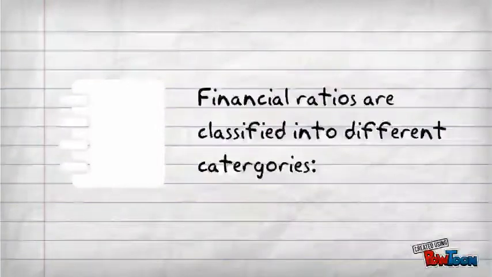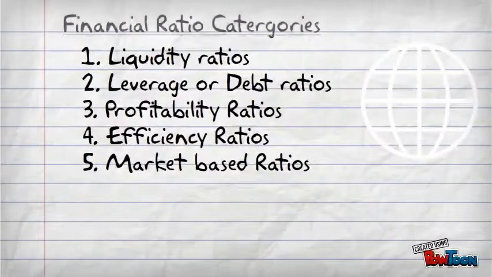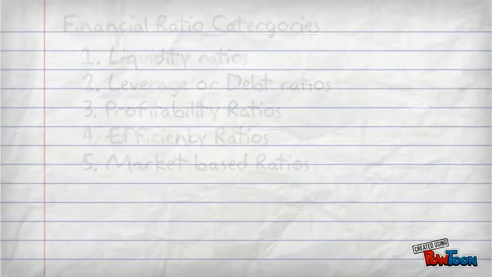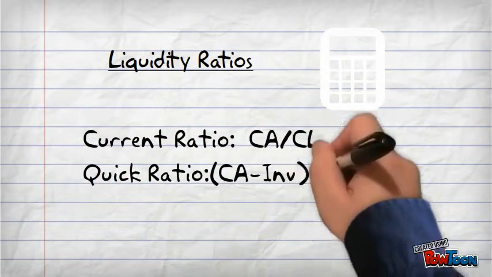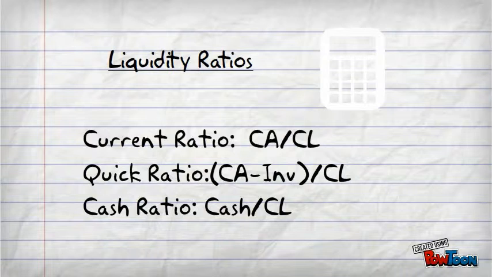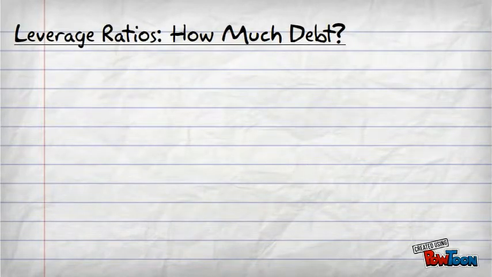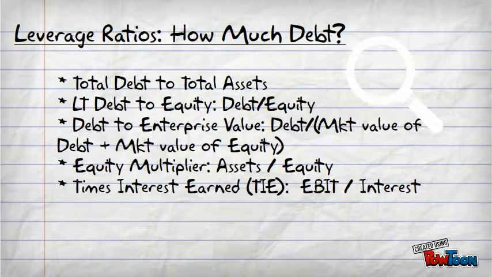Financial ratios are classified into different categories for simplicity of use. There are liquidity ratios, leverage ratios, profitability ratios, efficiency ratios, and market-based ratios. If you understand all five of these, you have a good picture of what's going on at the firm. So we'll start off with liquidity ratios. The big three are the current, quick, and cash ratios. All of them judge our ability to pay off current liabilities.